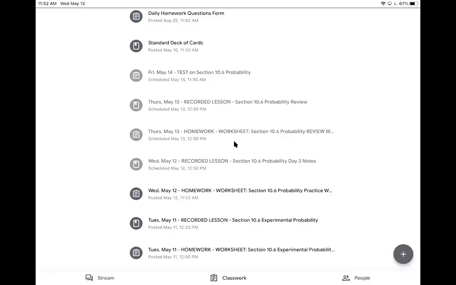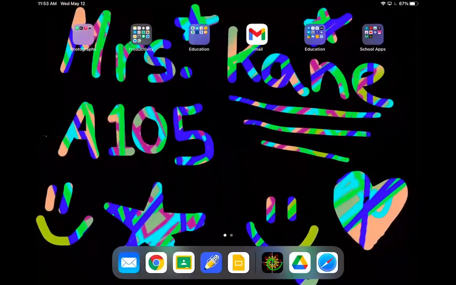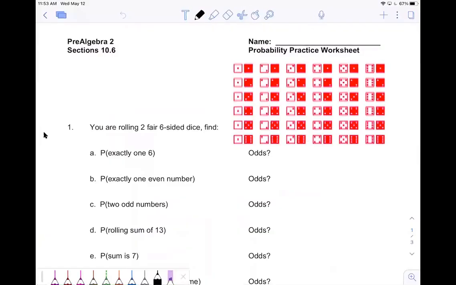Classroom, looking at the first assignment in the stream, section 10.6, probability practice worksheet. See if you can pull that worksheet up. We're going to work through some problems, as I said, together. This is the homework. So just a practice worksheet to practice probability, getting more comfortable with probability and working through some extra examples.